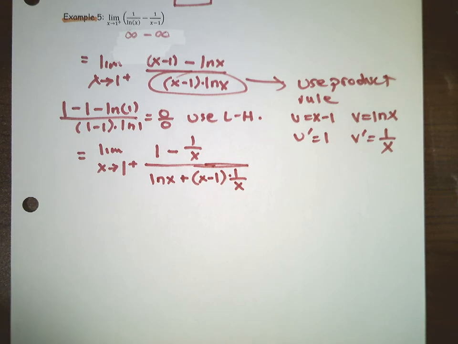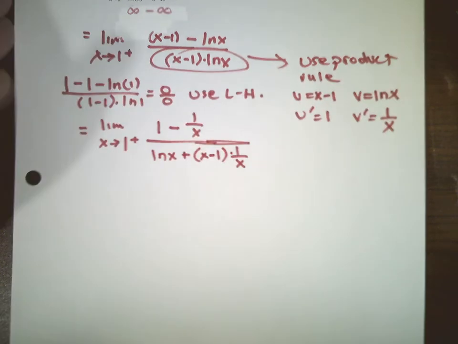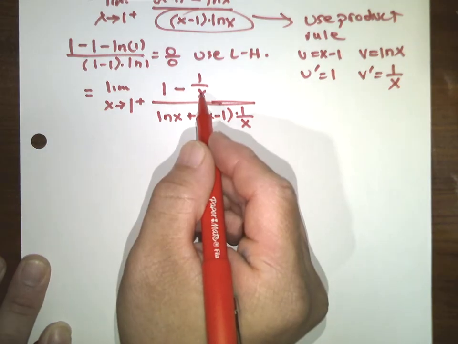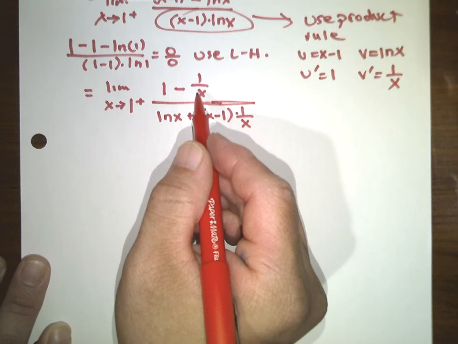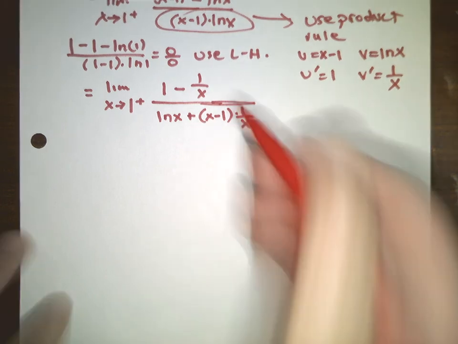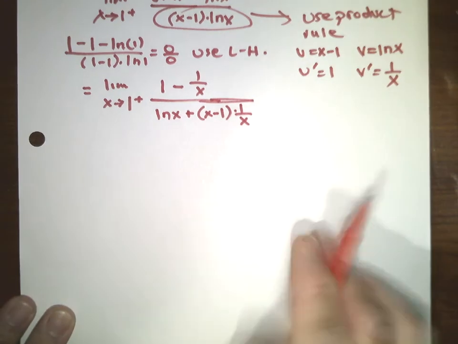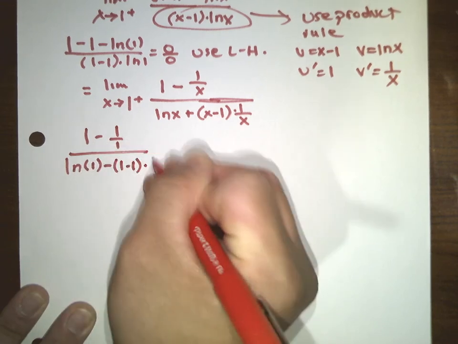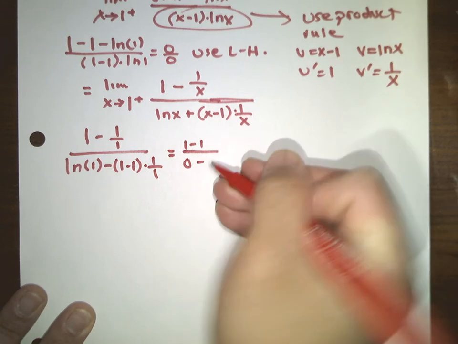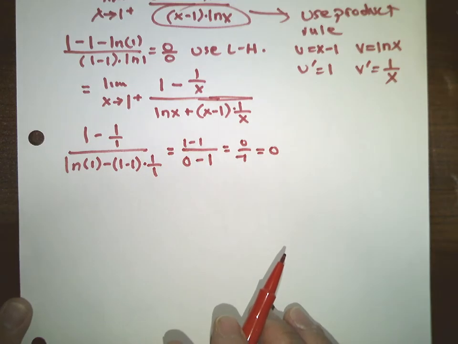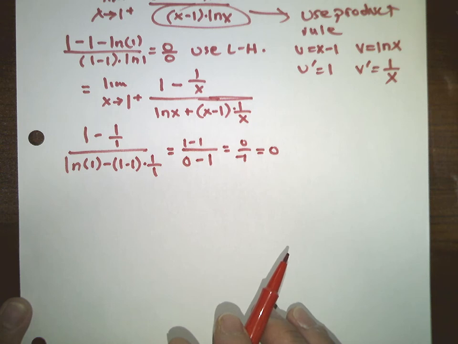And now I verify whether I can use L'Hopital's rule or not. So here is one issue that I really have here. I see that 1 over 0 is undefined, so I need to take care of that no matter what, right? So, wait, actually, 1 over 0. Did I say 1 over 0? No, yeah, it was 1 over 0, but let's just get it together here. All right, so 1 minus 1 over natural log of 1 minus 1 times 1 over 1. So that will be 1 minus 1 over 0 minus a 1, which will be 0 over negative 1, which is 0.